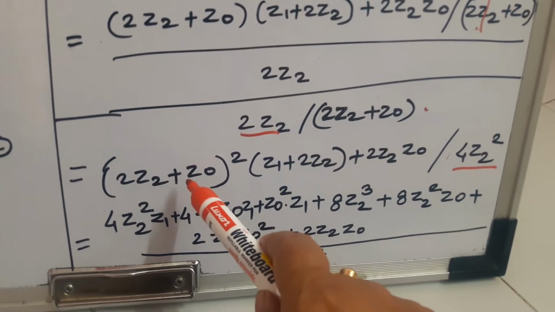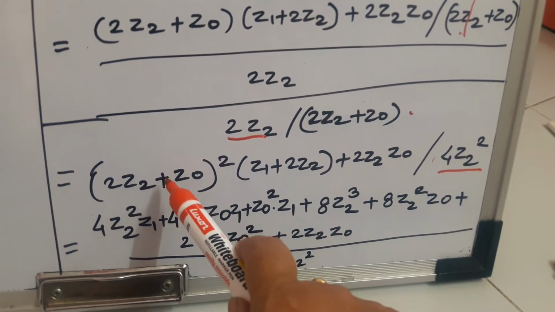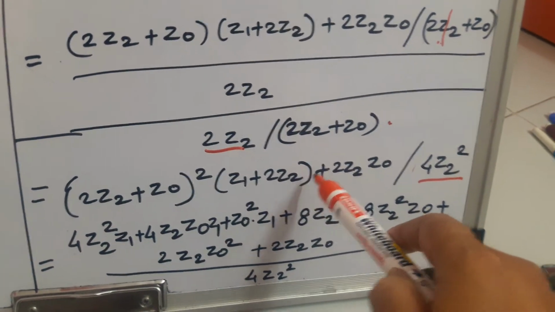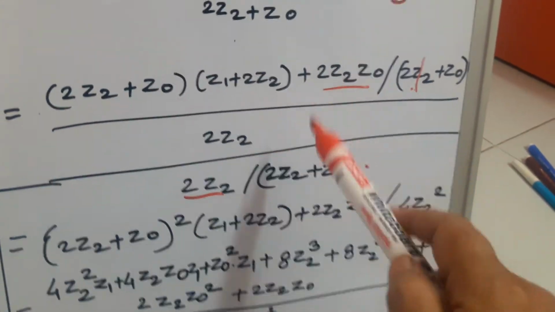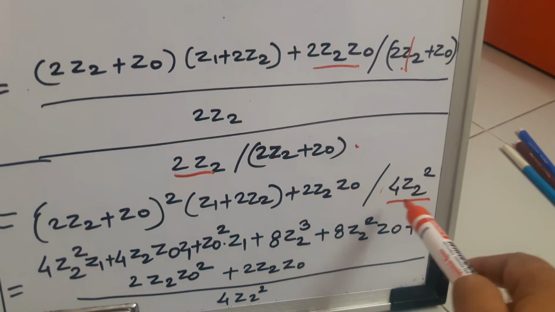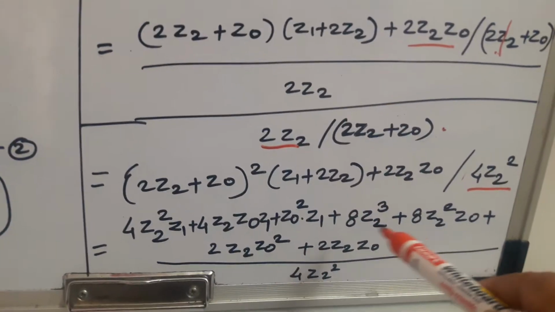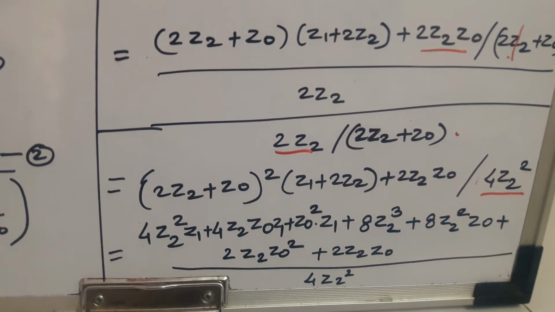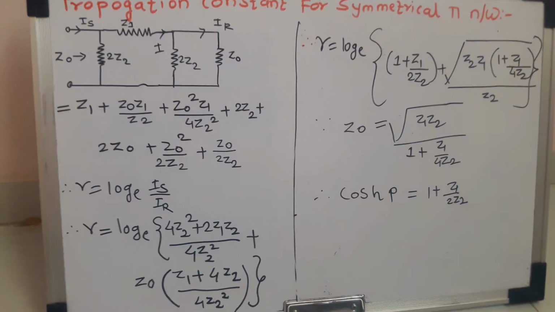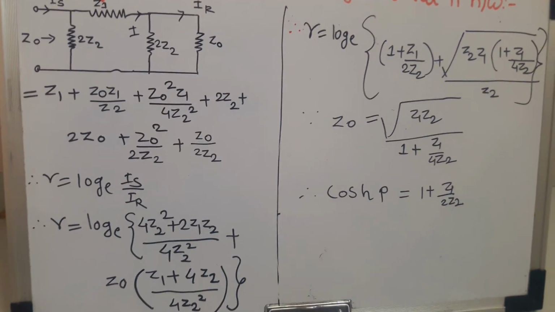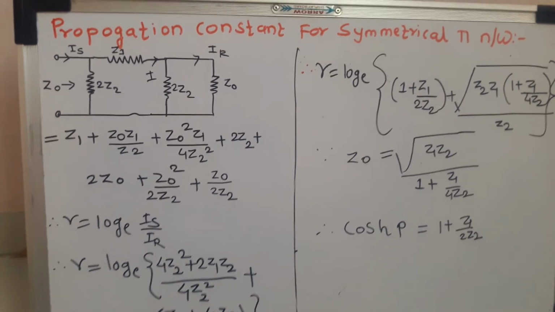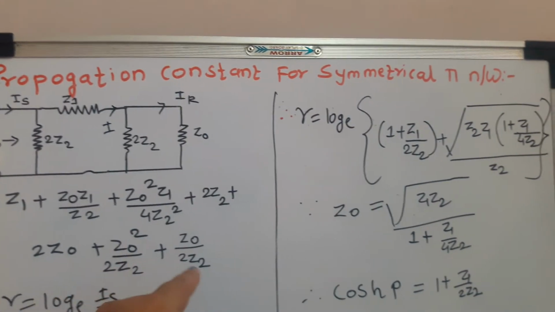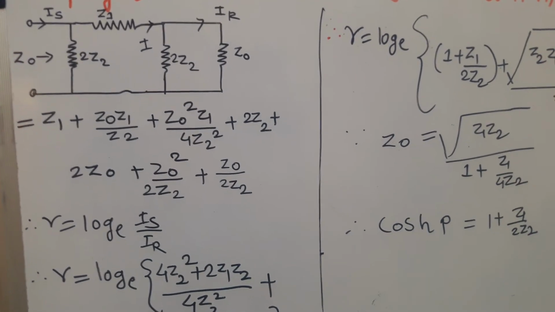Now let us expand this bracket, (A plus B) square, so A square plus twice AB plus B square, and multiply by the bracket Z1 plus 2 times Z2 plus this term as it is, 2 times Z2 Z0, divided by 4 times Z2 square. So we have expanded these terms. Now let us divide the entire equation by 4 times Z2 square. Let us expand the things. We will have all these terms, 1 2 3 4 5 6 7 terms, and again make some adjustments.